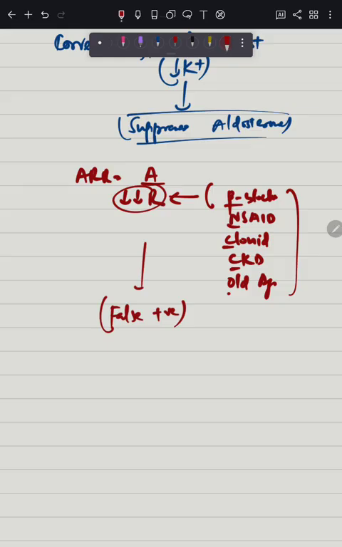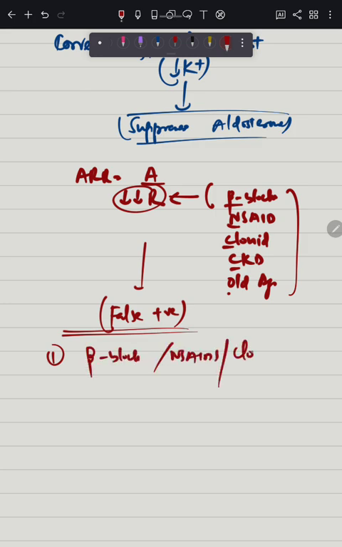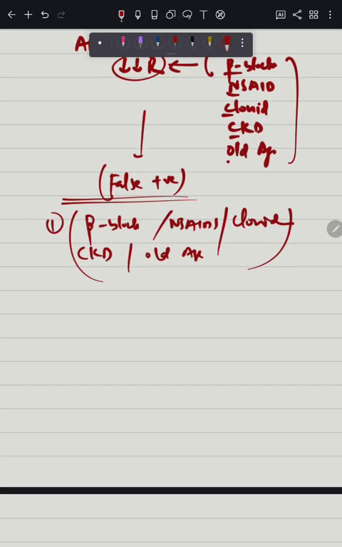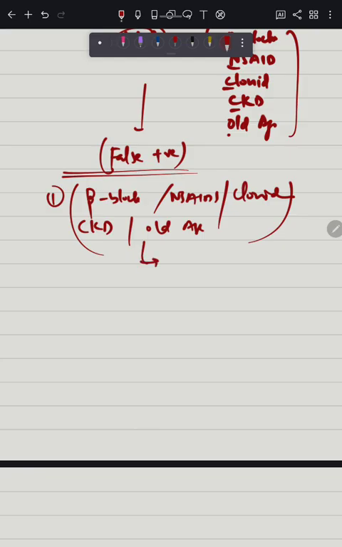That's a false positive. That's why the false positive screen for primary aldosteronism becomes obvious here. So first you have to withhold drugs like beta blockers or NSAIDs, or if the patient is on clonidine, and you have to interpret the result with caution. In a patient with CKD or old age, these results are to be interpreted with caution, because they may give false positive results.